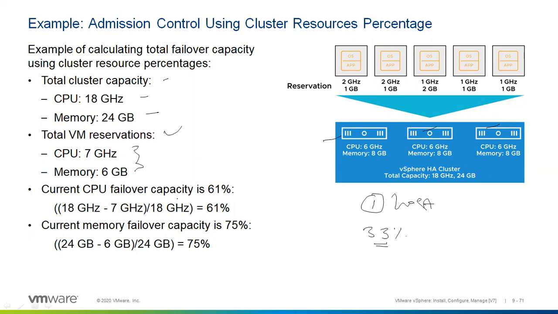Okay. Then the current CPU failover capacity is only 61%. All right. The current memory failover capacity is as per the memory reservation. The capacity is available for now. Sorry, this is a different example. So here the reservation is not cluster level. Reservation is on VM level.